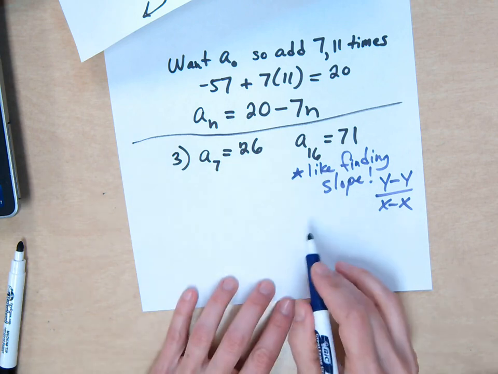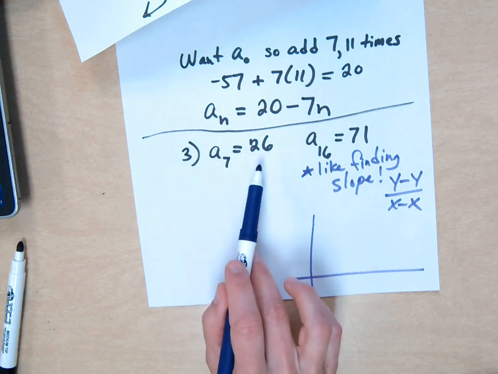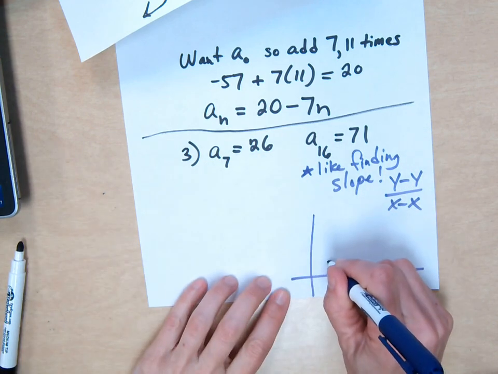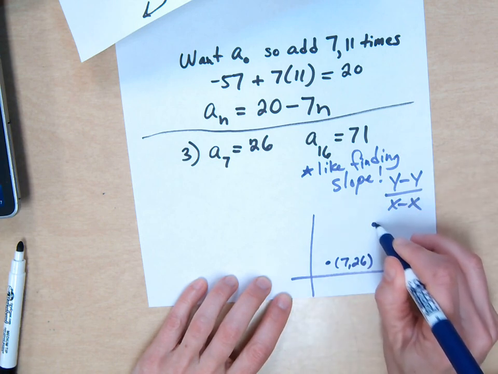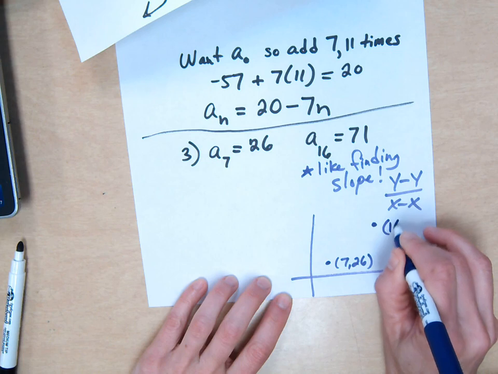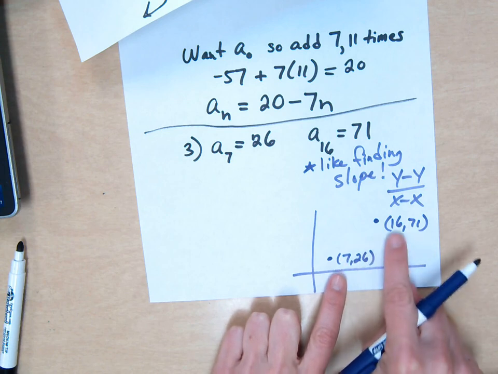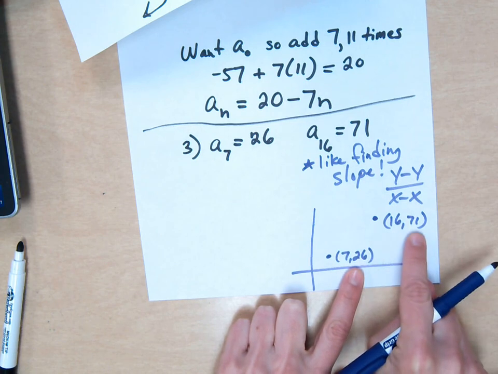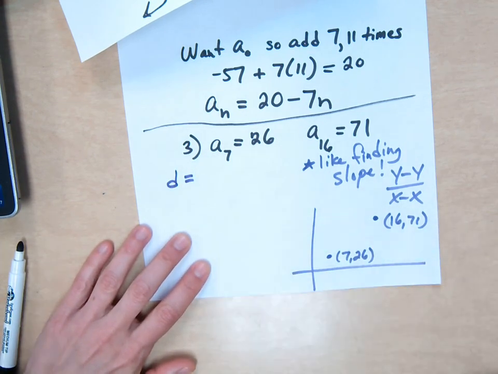Visually, you could graph the point. If you know the 7th term is 26, it's like graphing the point 7, 26. So you could picture a point here at 7, 26, and I'm not doing the scaling, and then here is 16, 71. So the term numbers are the x coordinates. You want to go from 7 to 16, and the actual term changes over that period from 26 to 71. You want to figure out by how much it's changing each time. So literally, for the common difference you use the slope, y minus y over x minus x.